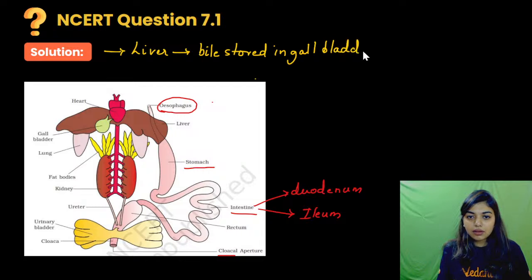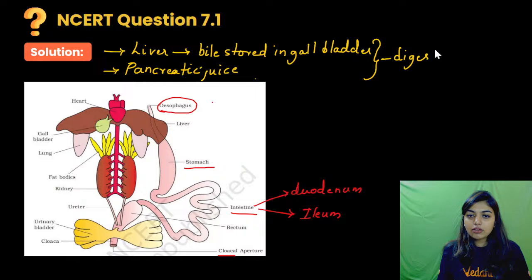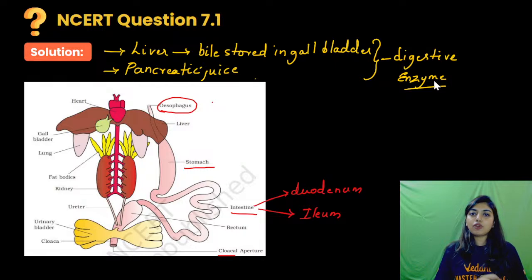Gallbladder. And pancreas. So you can generally write that these two are going to secrete the digestive juices, or you can write specifically, pancreatic juice is coming out from the pancreas. Now these two together, I can call it the digestive enzyme, the one that is going to break down the food that the frog has taken.